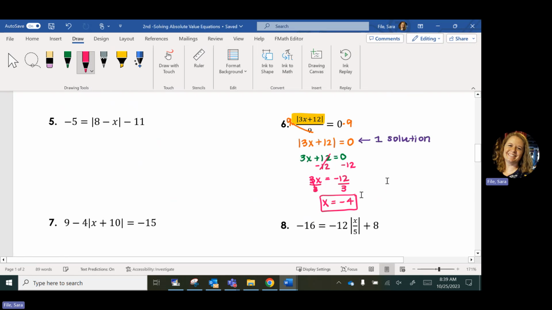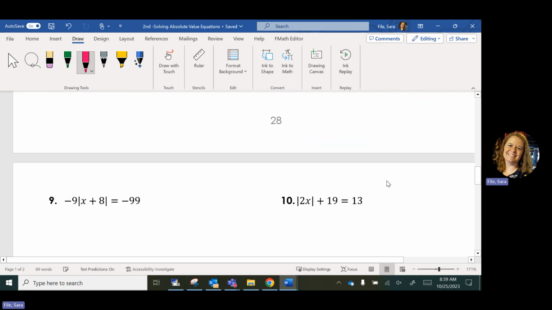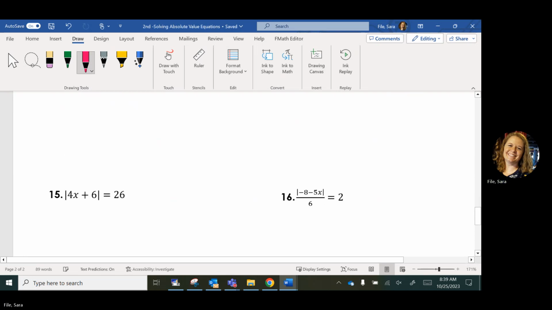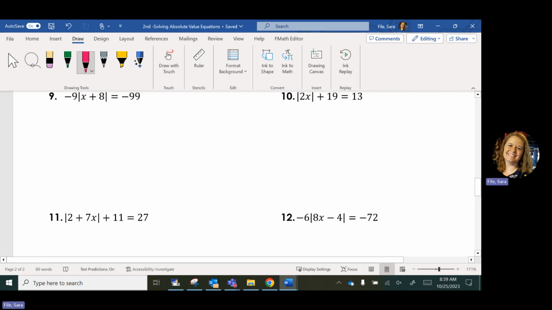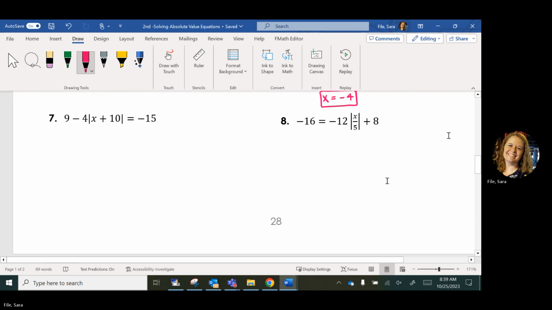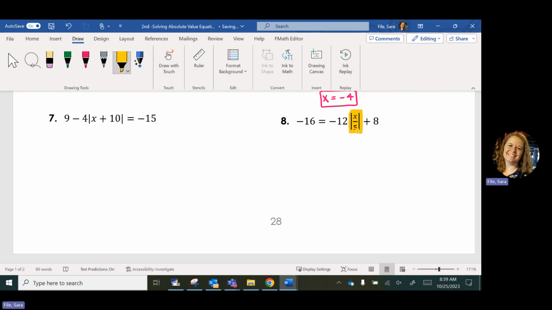Anybody have another one that looks complicated that they think they might want me to try? Eight? Sure. Let's look at 8 together. Okay, so on number 8, I want to isolate my absolute value expression, which is just the absolute value of x over 5. So another fraction, okay, but the fraction is inside the absolute value bars, so it's slightly different. But there's things outside those absolute value bars that we have to move to isolate it. So we've got a -12 and we've got a +8.